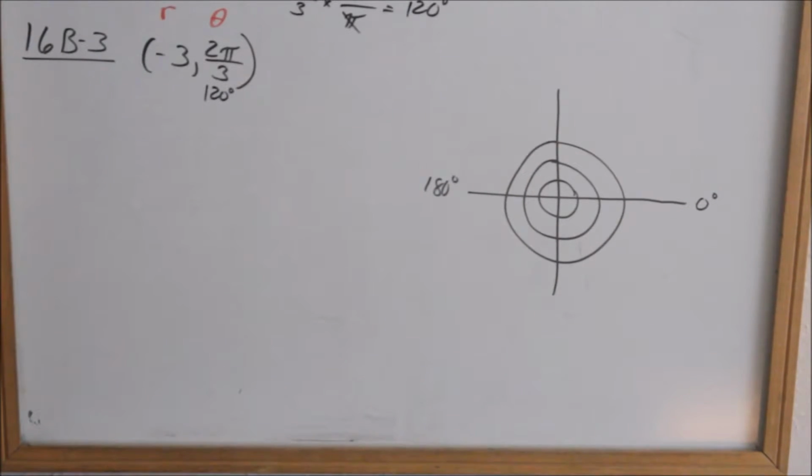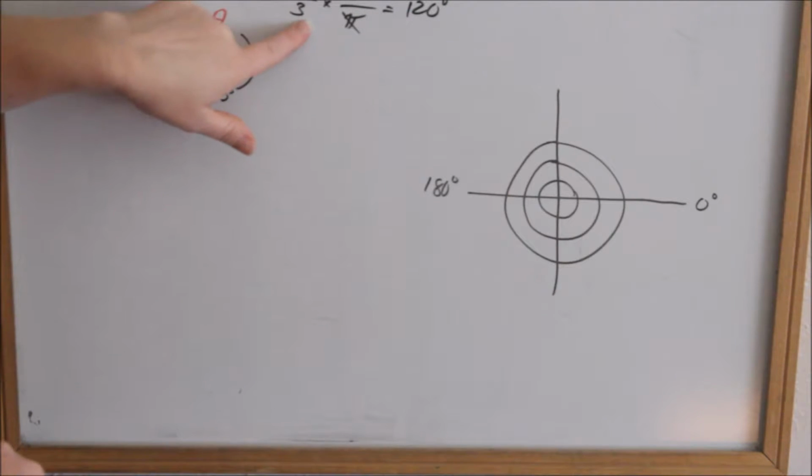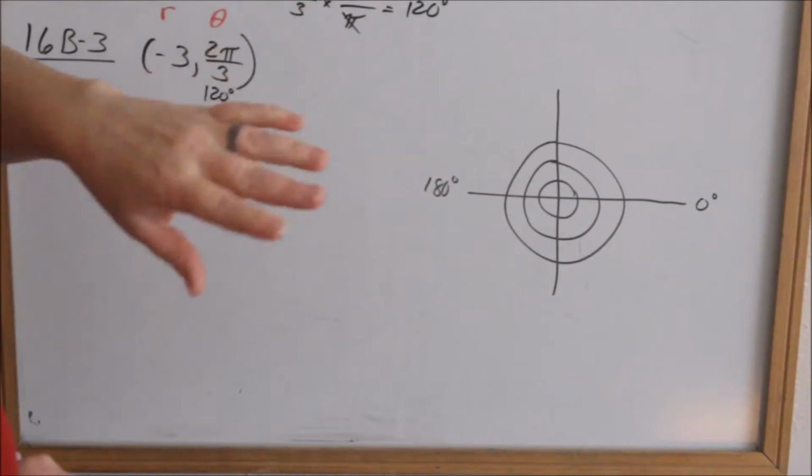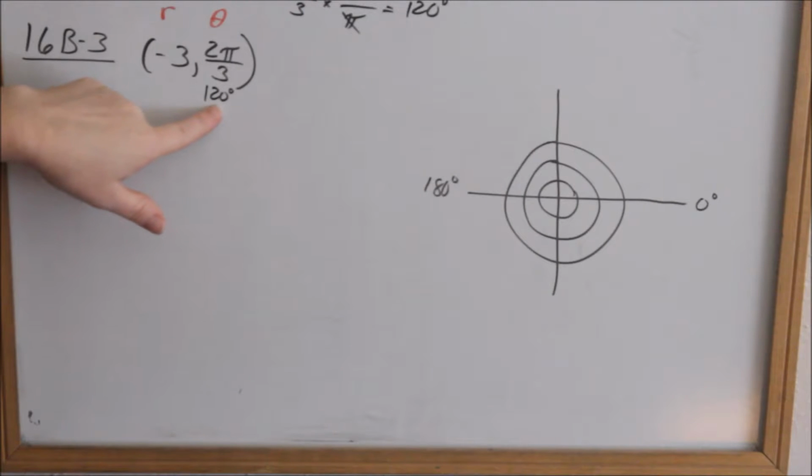Okay, we're looking at 16b3 now. So we have -3, 2 pi over 3. We know that this is in polar coordinates because we're given an angle here. Whenever you're given an angle, whether it's in degrees or radian format, it's a polar coordinate. I like to always turn these radian units into degrees unless you have memorized where all your radian units are on a graph. So 2 pi over 3, multiplying it by this conversion factor, is 120 degrees. We did that in lesson 15. So I just make a note here that that's 120 degrees.